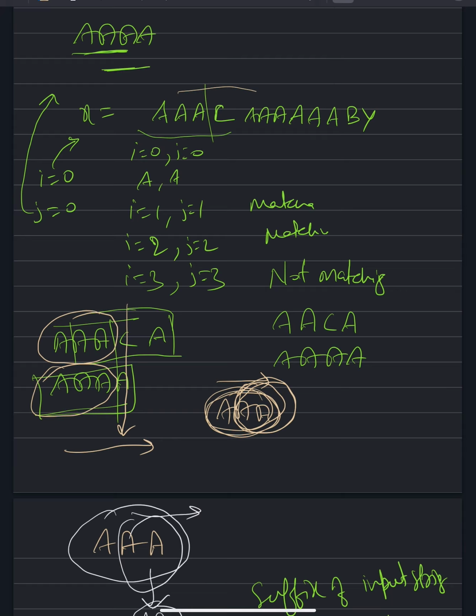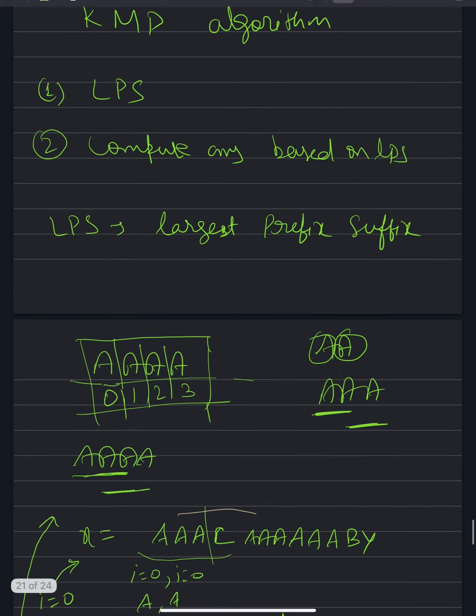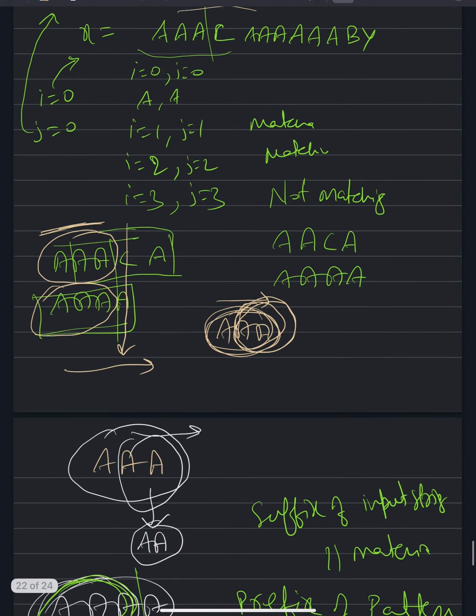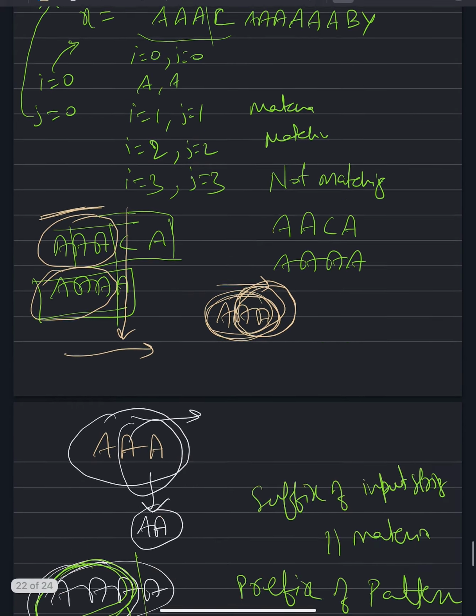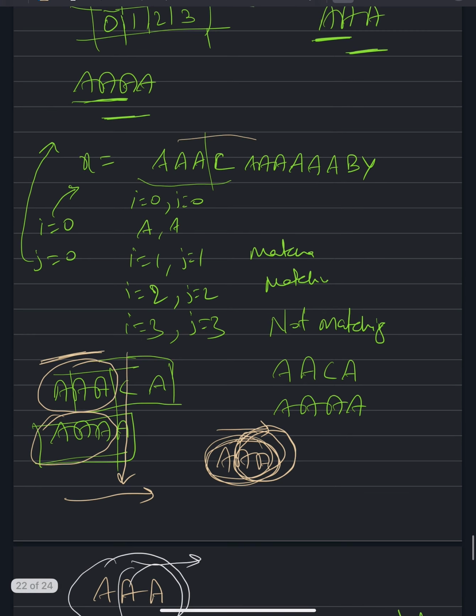Since this was matching A, we checked its suffix and prefix, which we have saved in the LPS array, and checked the maximum LPS they are supporting. That is the length of the prefix-suffix; for this it was 2, meaning these two prefix characters are equal to this one. So we need to check for the third element.